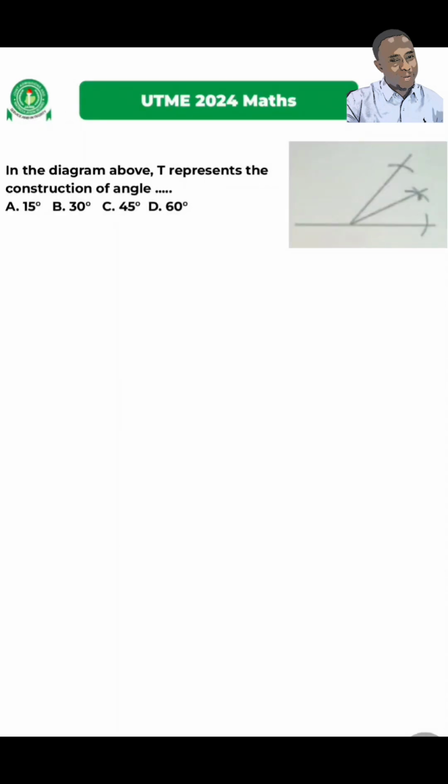In the diagram above, T represents the construction of angle what? So T is most likely one of these angles. Let me put it here. Right. So I'm going to answer this question by telling you how we got here in the first place.